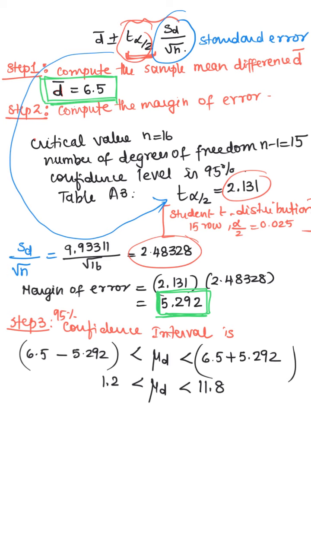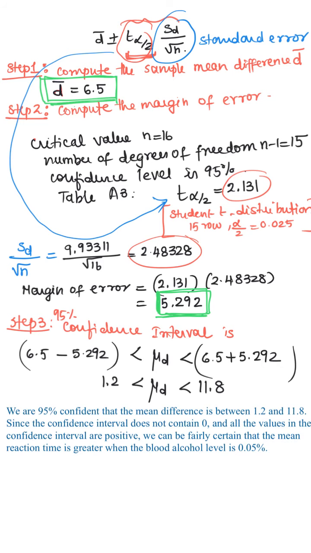Now interpret the result. We are 95% confident that the mean difference is between 1.2 and 11.8. In particular, the confidence interval does not contain 0 and all the values in the confidence interval are positive. We can be fairly certain that the mean reaction time is greater when the blood alcohol level is 0.05%.